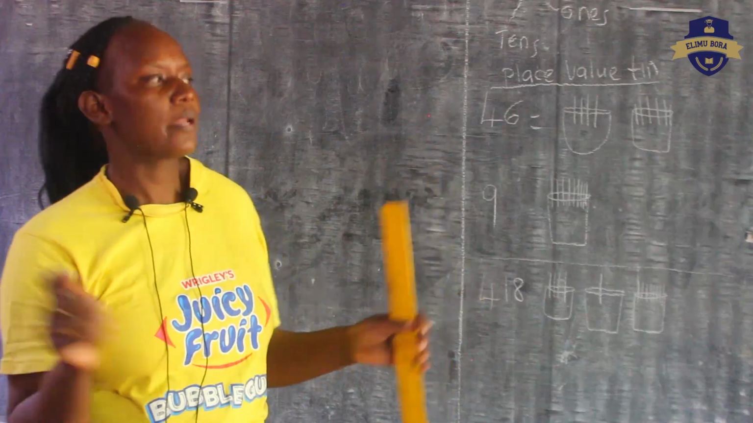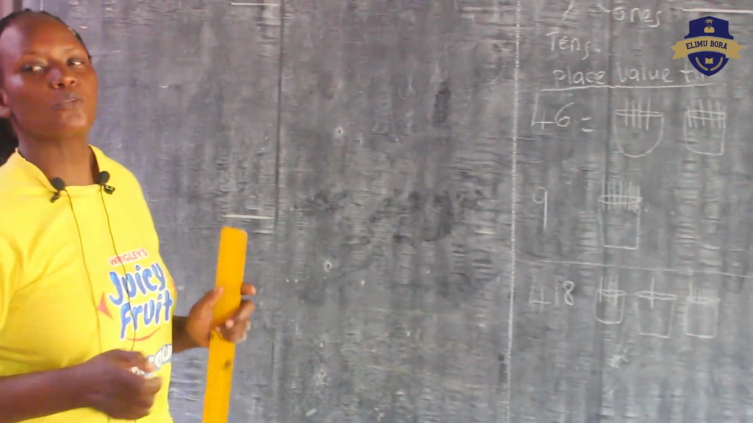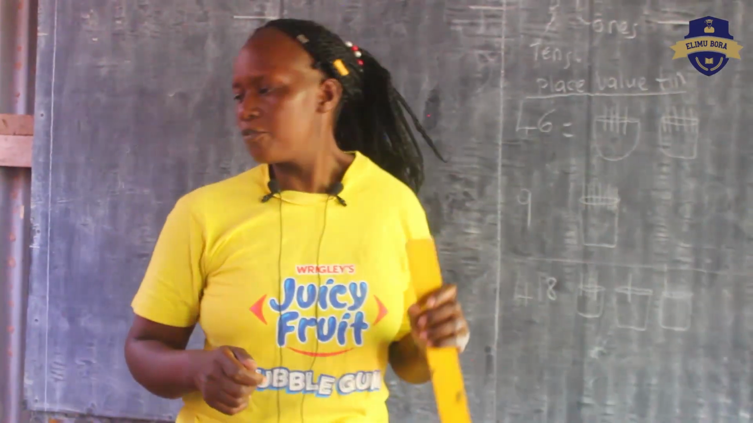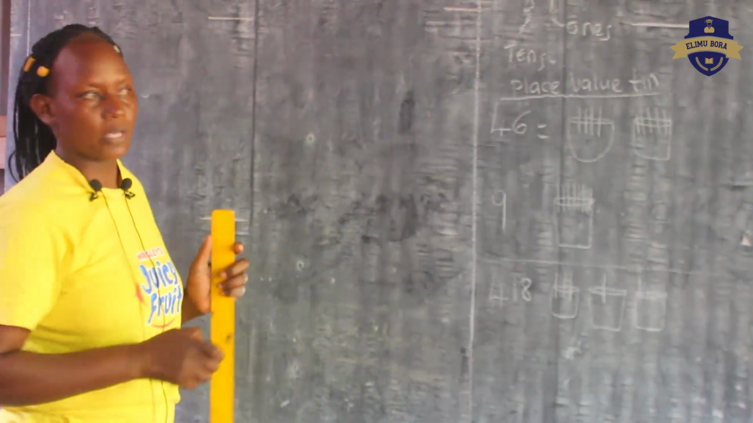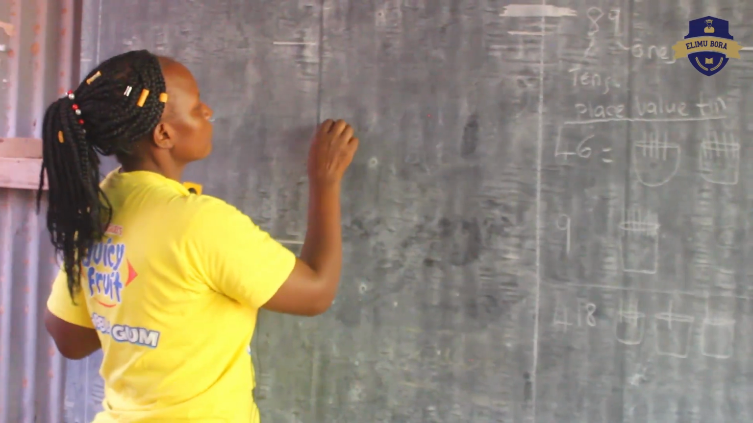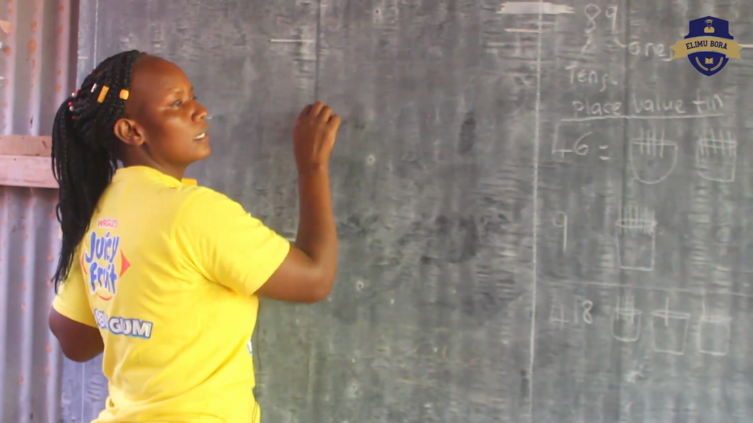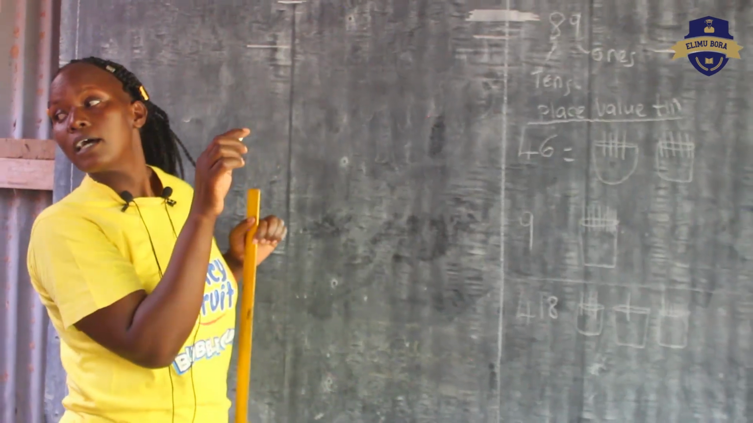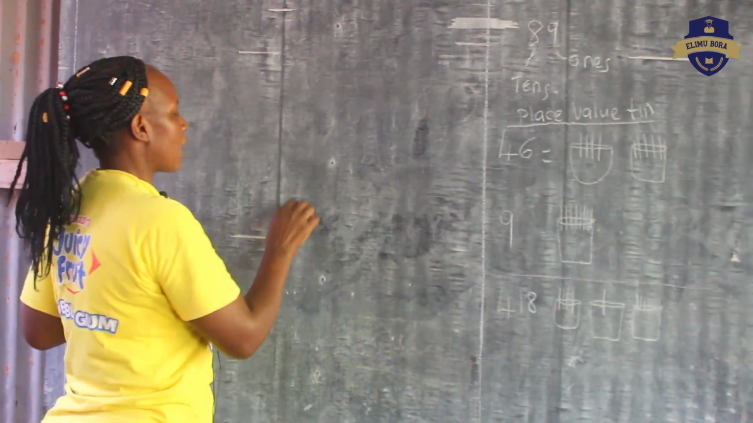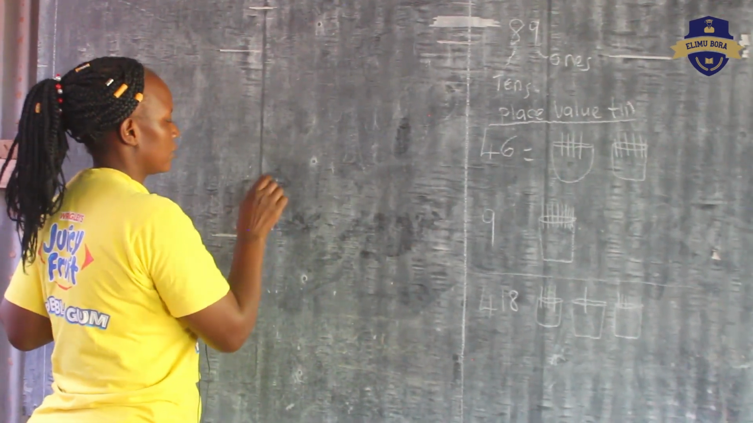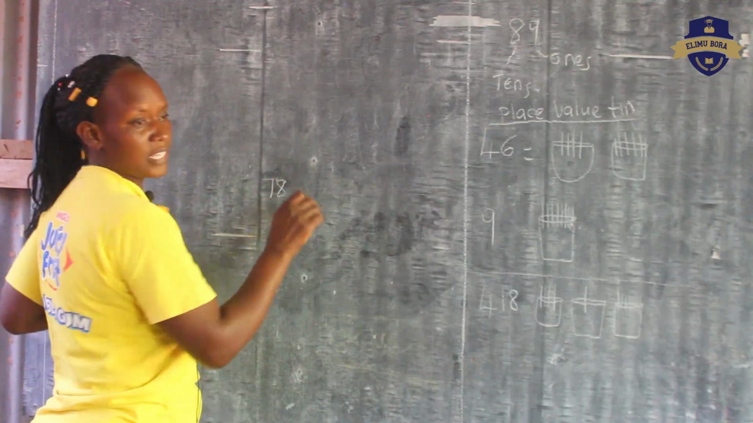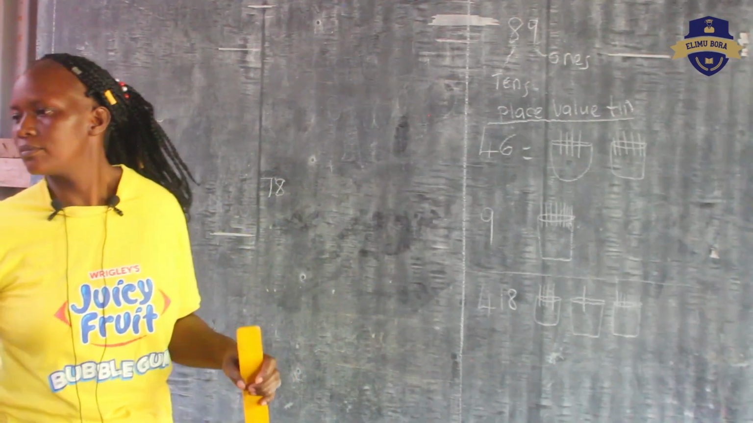Now I want to give somebody a chance. If you were sleeping in the class, I want to give you now. Sudaisy, are you there? I want you to come and do this one for us using the place value tin.